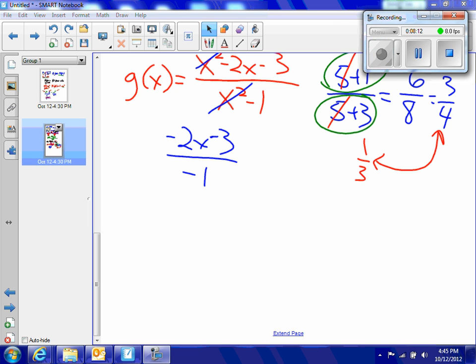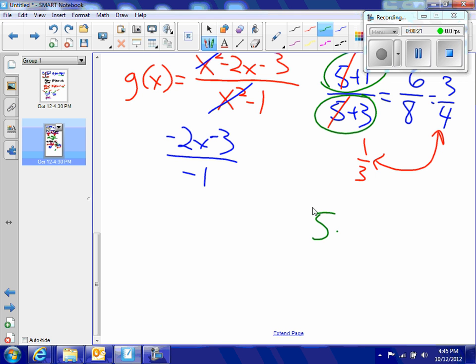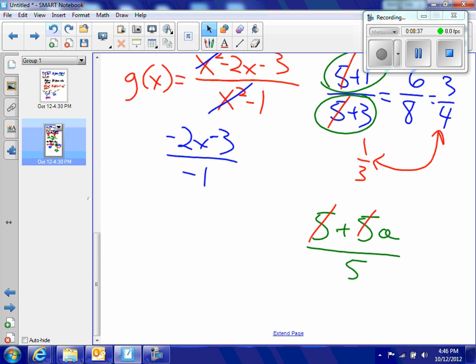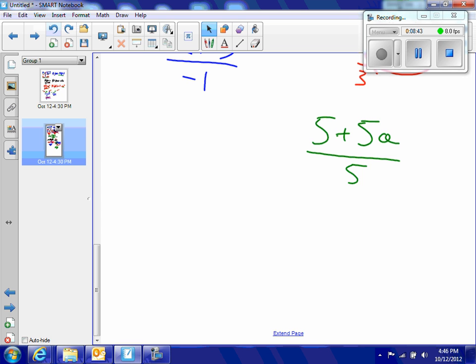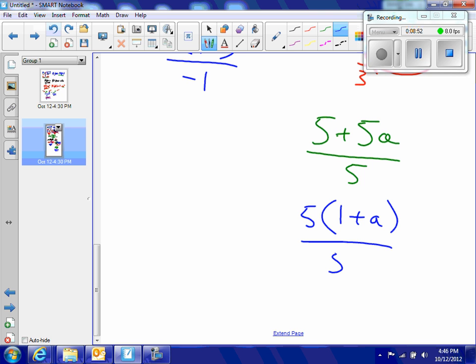The only way I'm allowed to cancel something that's in a numerator and a denominator is if it was, let's say, 5 plus 5a over 5. Then I could cancel out my 5s and have just a remaining. But that is the same thing as changing this into 5 times 1 plus a over 5. And now you can see a lot more clearly that I can cancel out the 5.